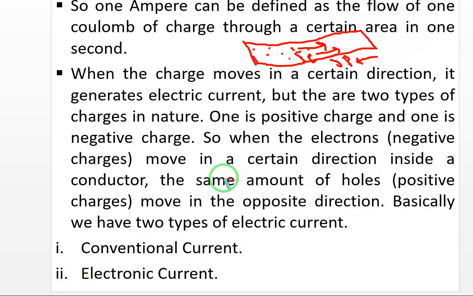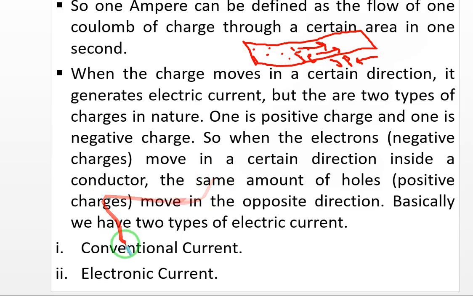So due to the number of electrons and protons, which carry positive and negative charge, we have two concepts behind the current. The first concept is conventional current. What is conventional current? Just make an image of it. The second one is electronic current, which is practical and which we use in our daily life. I will define what conventional and electronic current are.